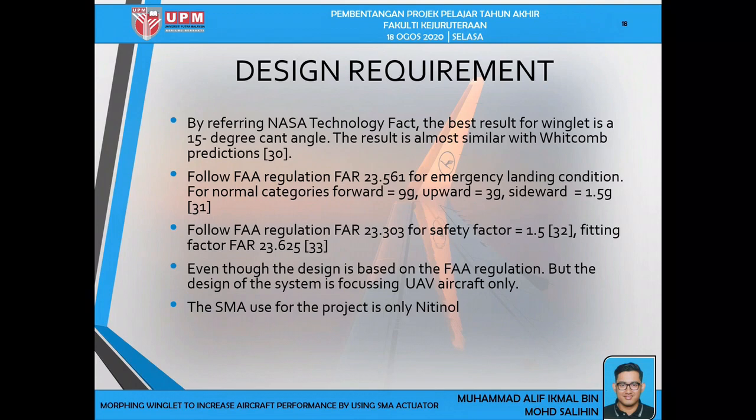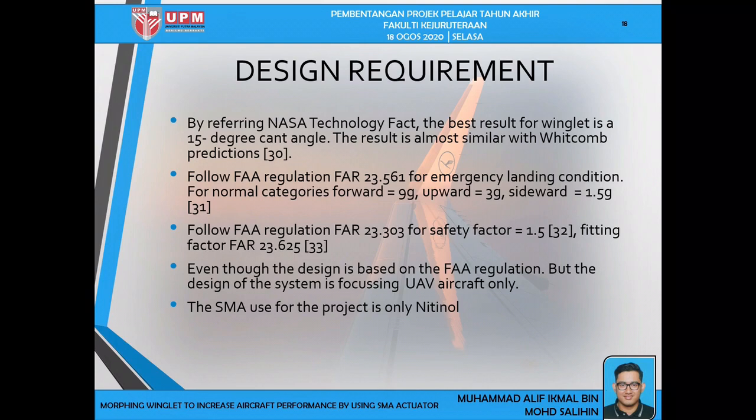By referring to NASA, the best result for winglet is a 15-degree cant angle, so the minimum cant angle that needs to pass is 15 degrees. And every aircraft design must follow FAA regulations such as FAR 23.561 for emergency landing condition, FAR 23.303 for safety factor, and fitting factor is 23.625. And these regulations are to make sure of the safety of the pilot and also the passengers.